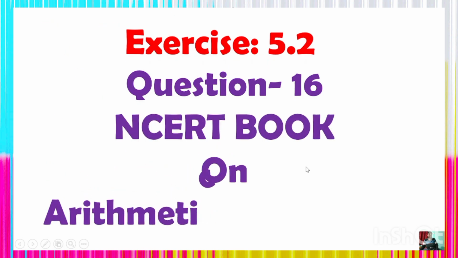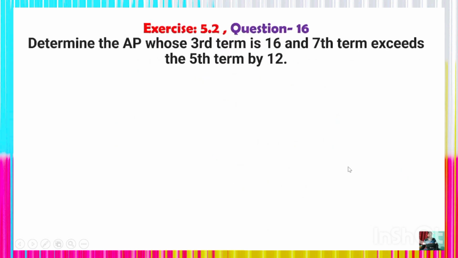Based on the concept of arithmetic progression, look at the problem here. Another interesting and fundamental problem which I am going to discuss. Determine the AP whose third term is 16 and whose seventh term exceeds the fifth term by 12. Is it clear? Here is the solution for you.